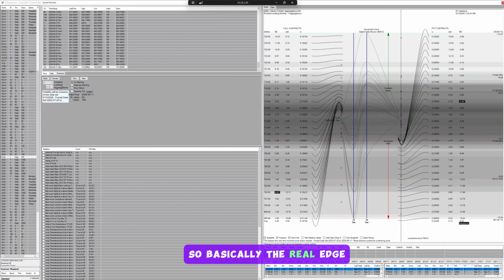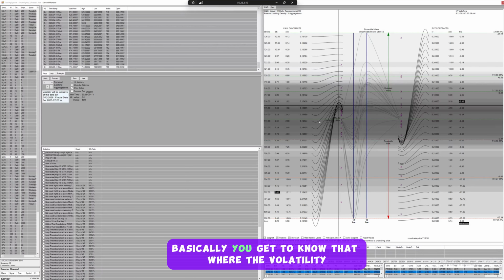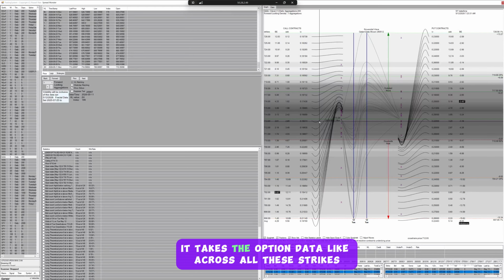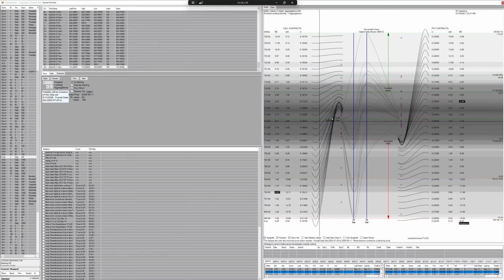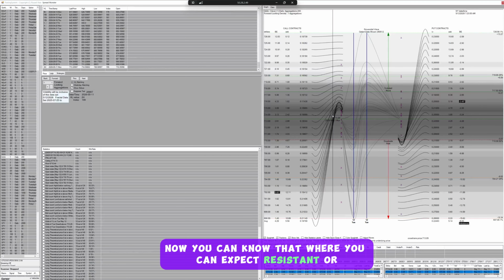So basically the real edge that comes from this data is from the strikes. Basically you get to know where the volatility is concentrated. Now that is what spread monster or the density chart is trying to tell you, because you can here derive the IV wall and the IV peak. We are going to talk about what they mean, right? Basically what it does is that it takes the option data across all these strikes and maps it out, right? So now you can actually analyze the distribution of the IV. Now you can know where you can expect resistance or support or sort of a pivot movement, right?